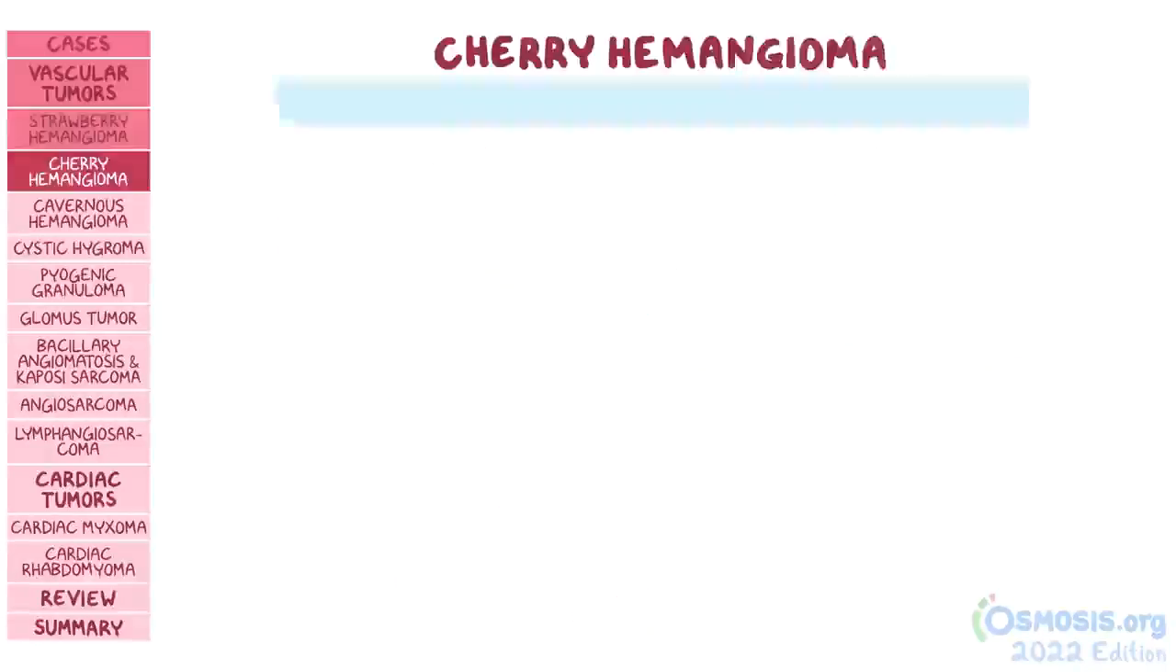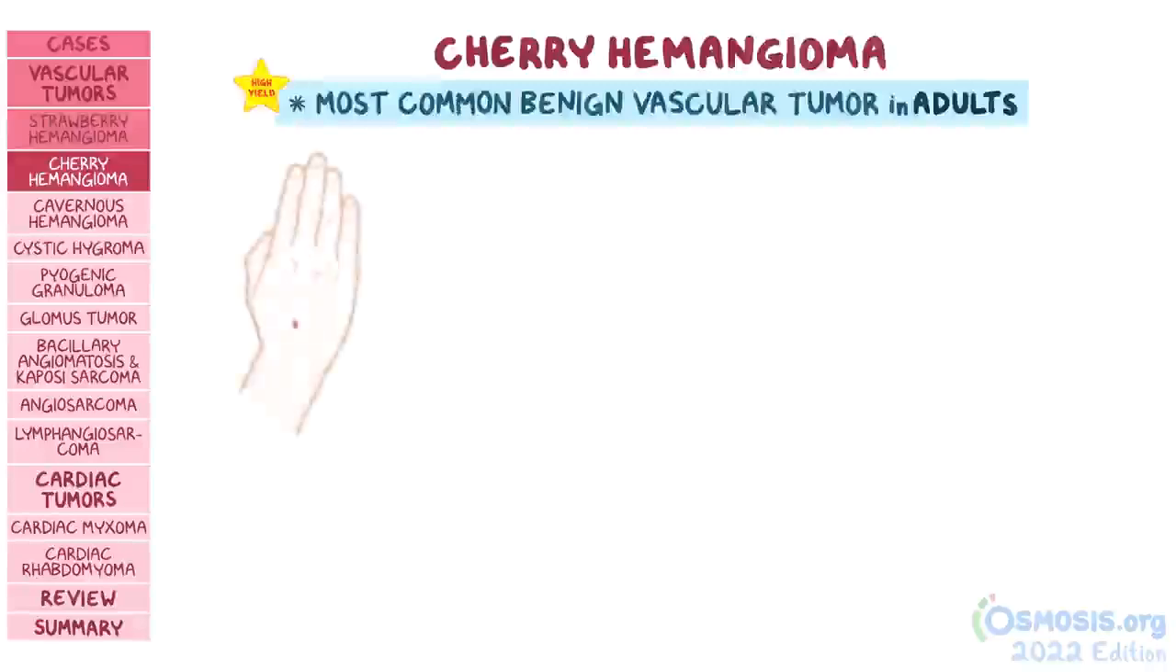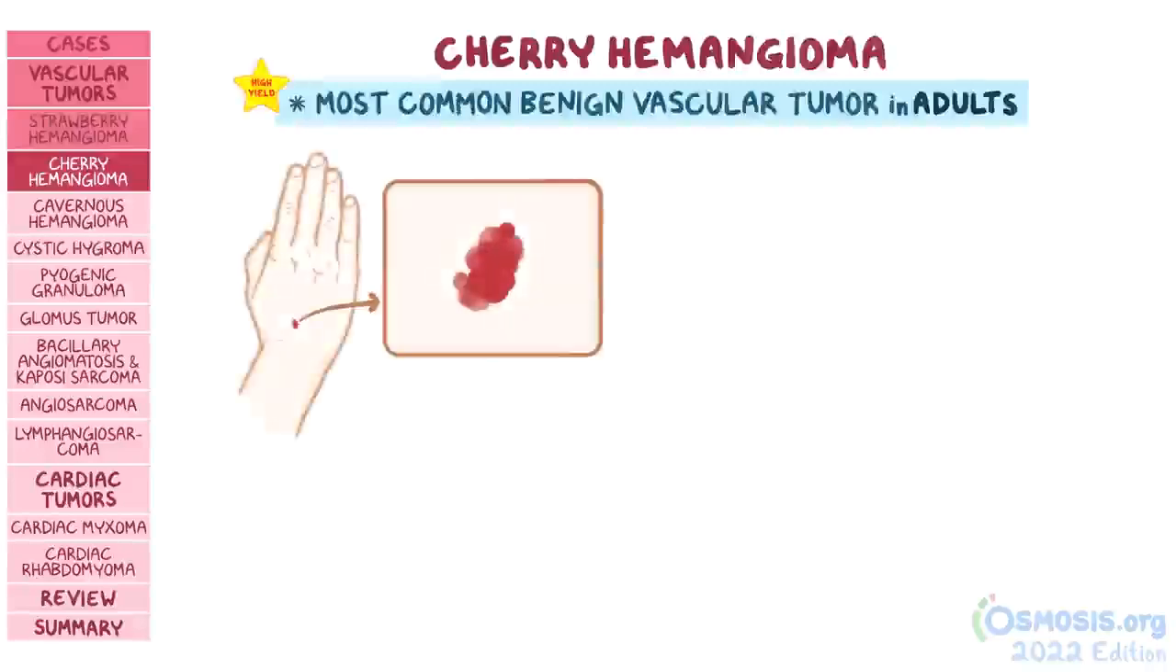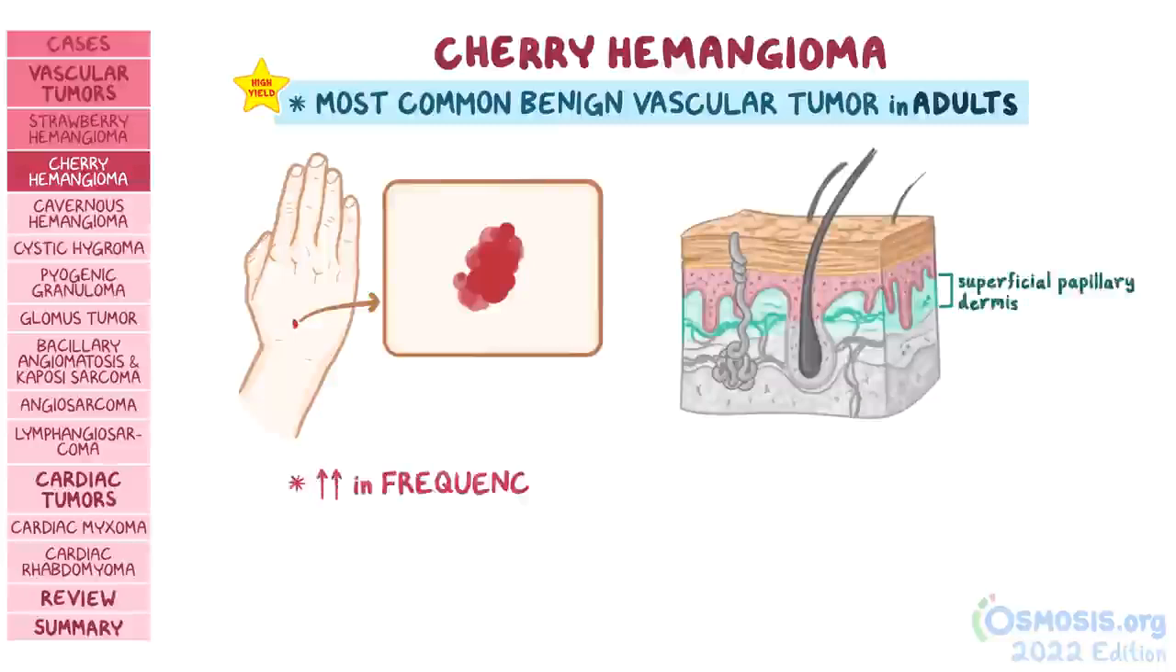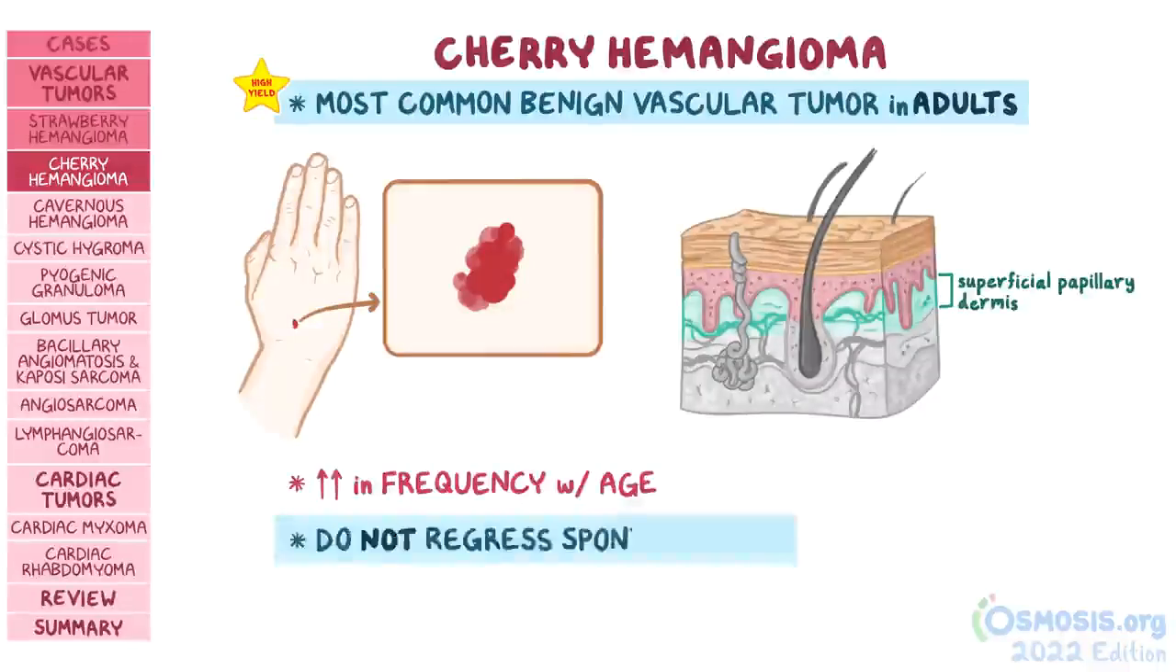Now, a related disorder is cherry hemangioma, which is the most common benign vascular tumor in adults. This tumor appears dark red like a cherry. Histologically, this lesion extends to the superficial papillary dermis, so they reach much deeper than strawberry hemangiomas. These tumors increase in frequency with age, and unlike strawberry hemangiomas, they do not regress spontaneously.